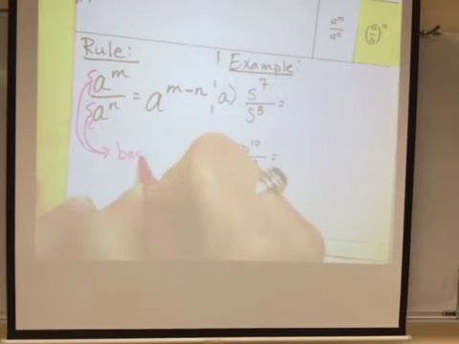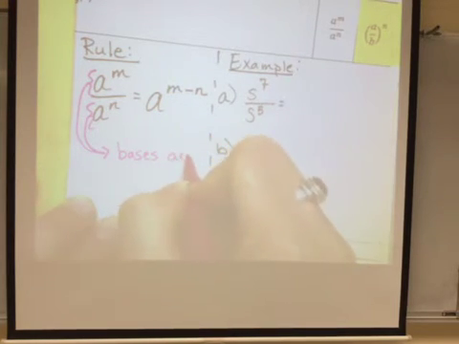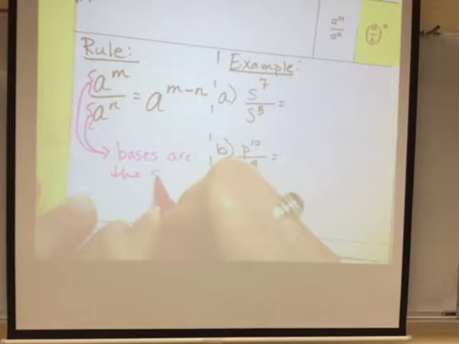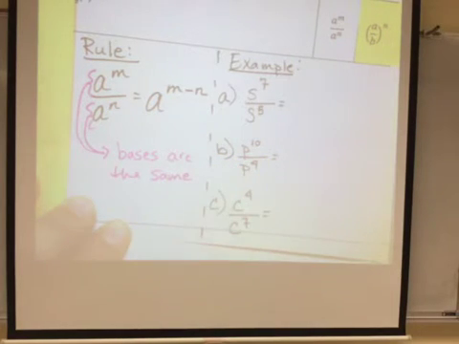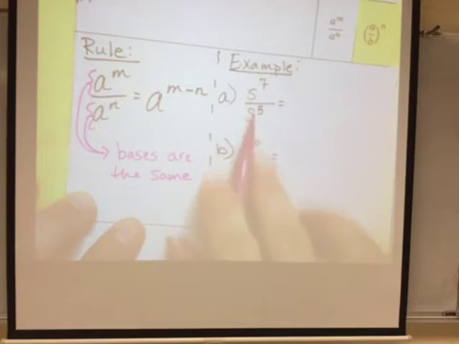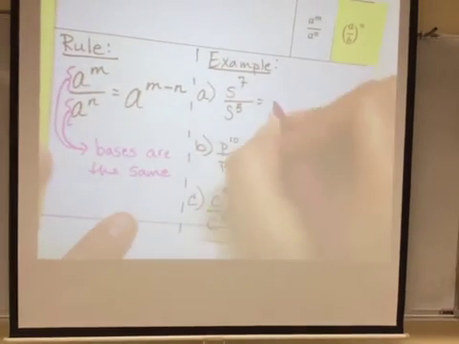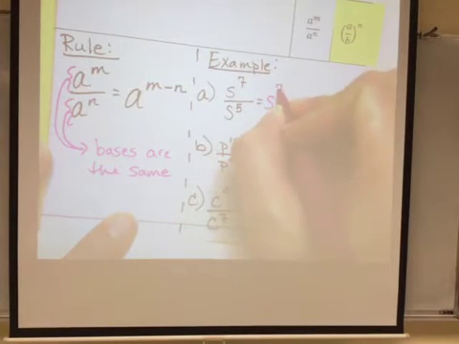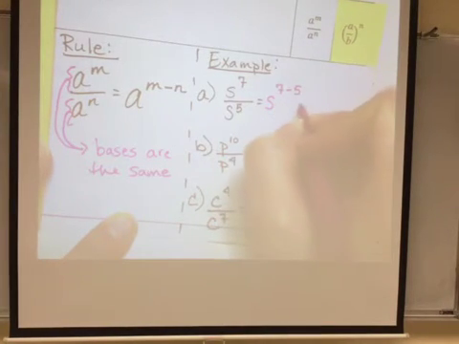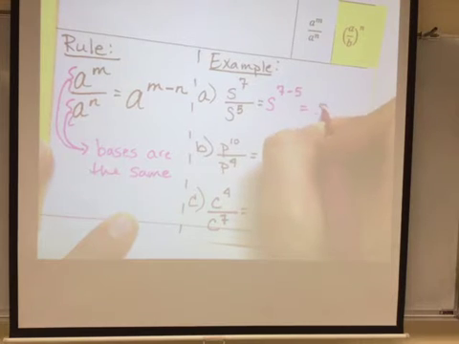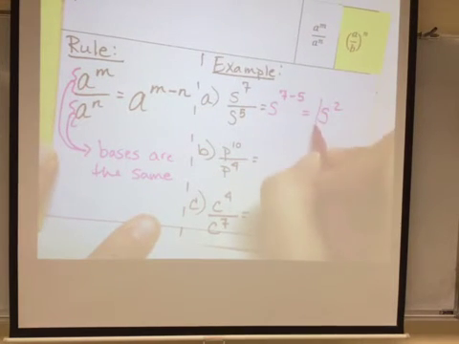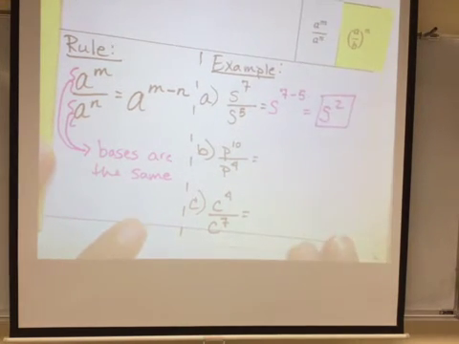Again, my bases are the same, right? So in A, are my bases the same? So I'm going to say s to the 7 minus 5th power. So what's 7 minus 5? 2. So s squared would be my simplified expression.